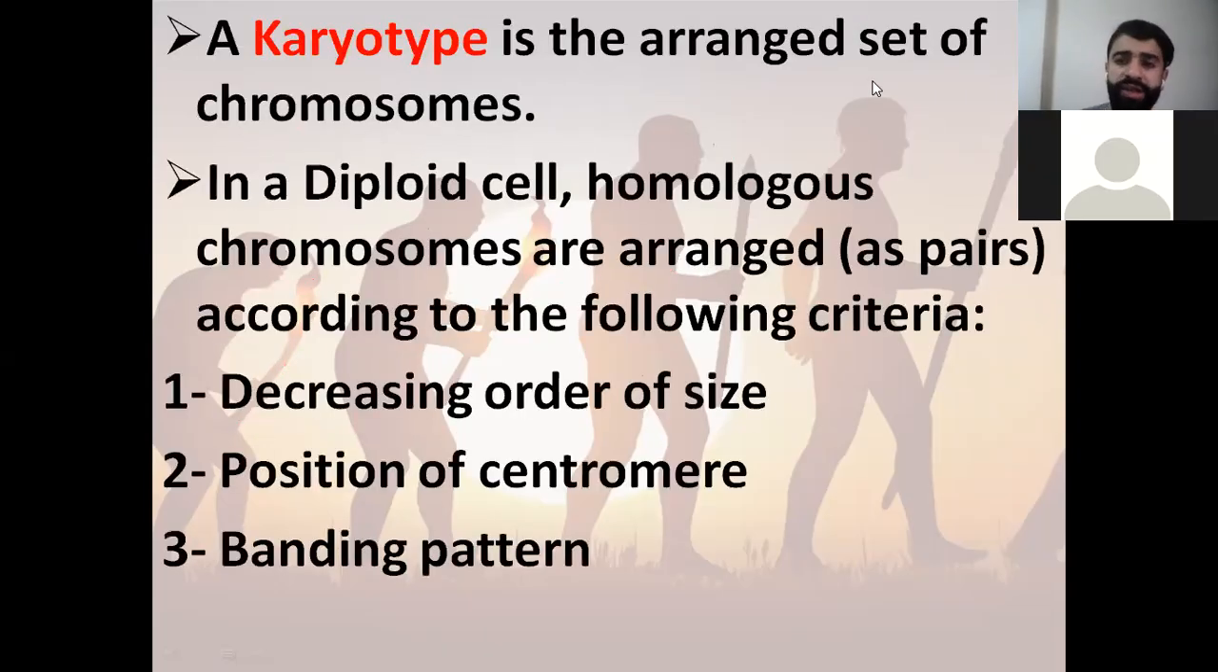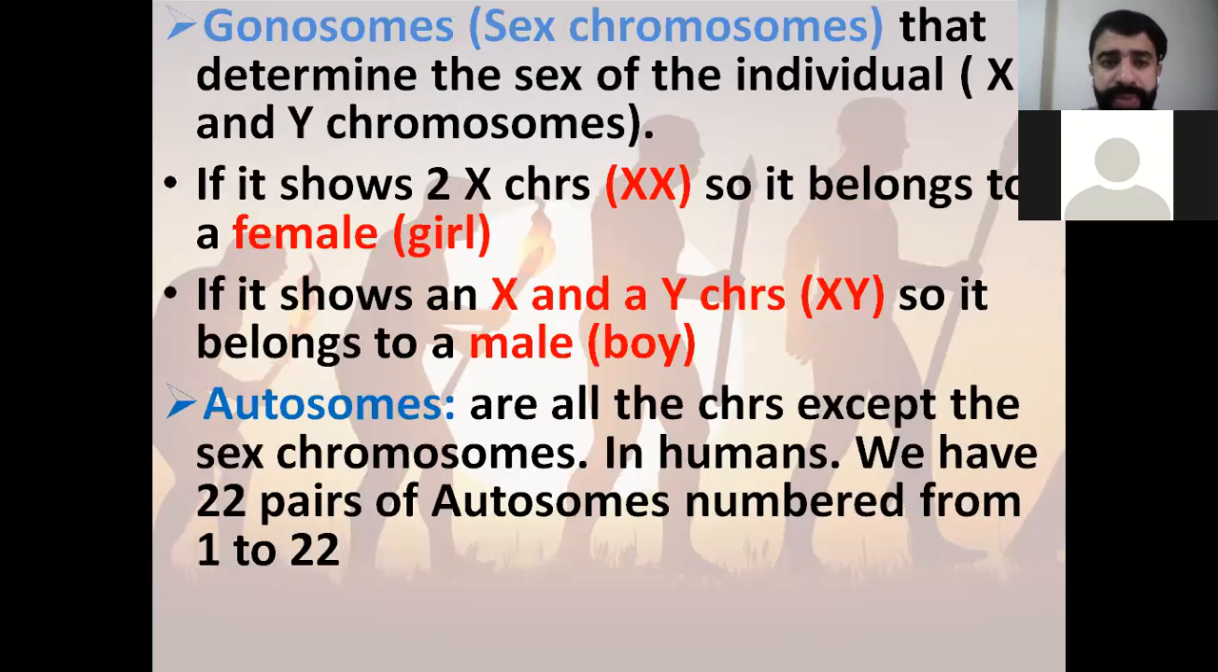Karyotype, we said what is the karyotype? It's the arranged set of chromosomes. They are arranged according to different criteria: decreasing order of size, position of the centromere, and the banding pattern. We talk about the gonosomes. They are the sex chromosomes. They are either XX or XY. XX in the case of female, XY in the case of male.